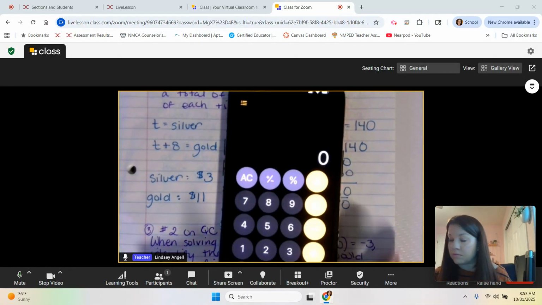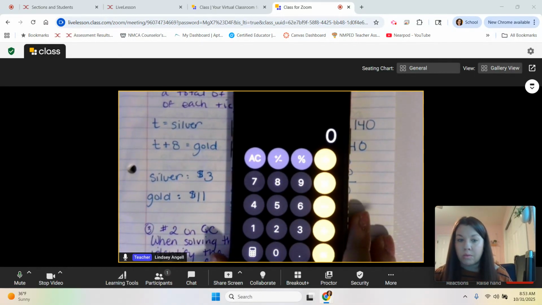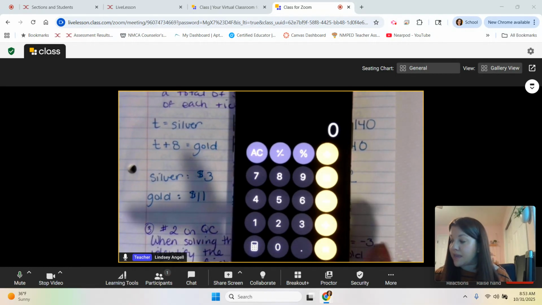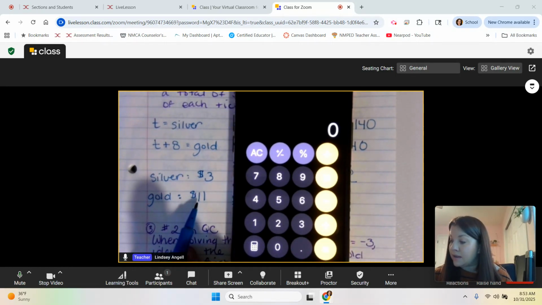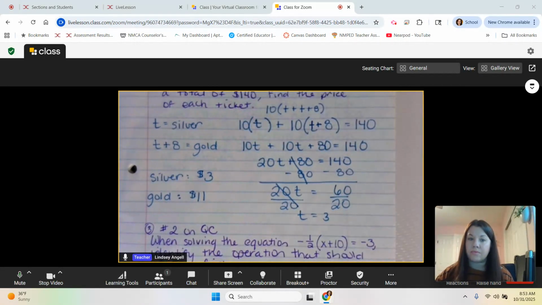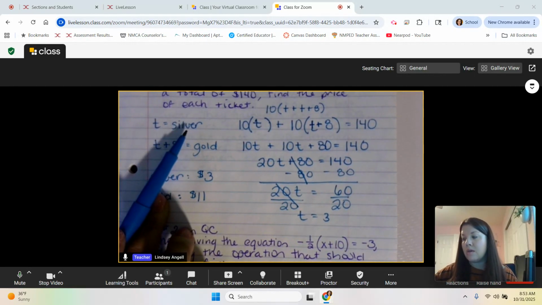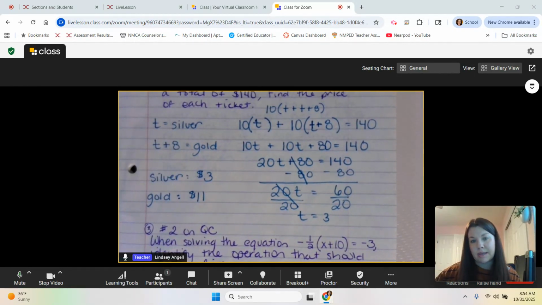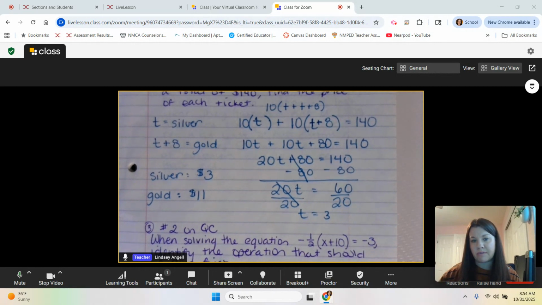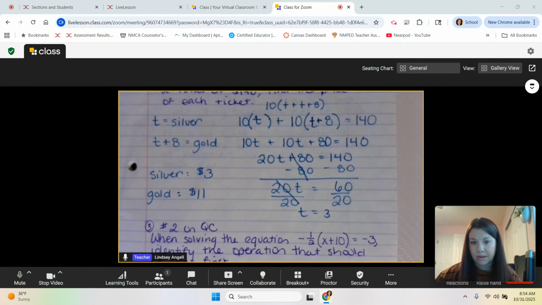Now, if we want to check our work, we know that he bought 10 of each. 10 gold would be $110, and then silver would be $30. Add those up, and you get back to 140. This was the part that I really wanted to highlight going over this problem. So make sure, if you need to, to pause it and write all of that down so that you have a good example of that process.